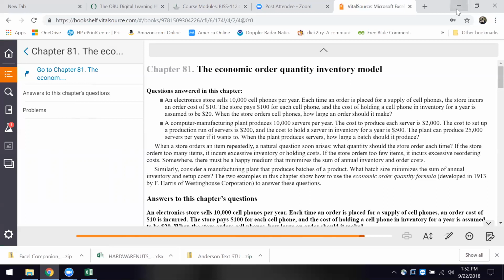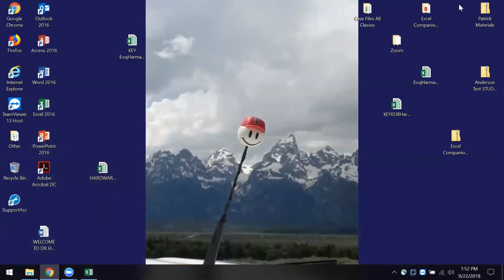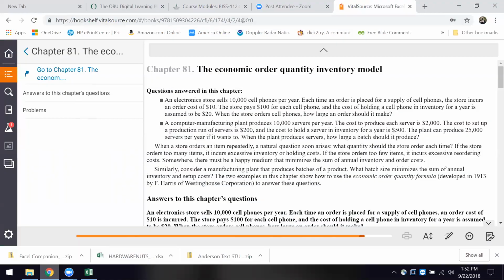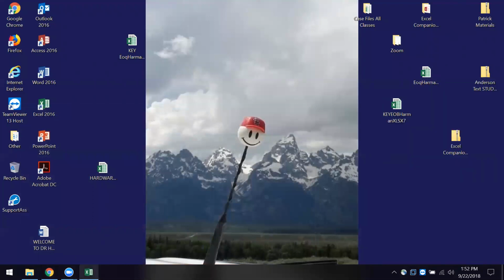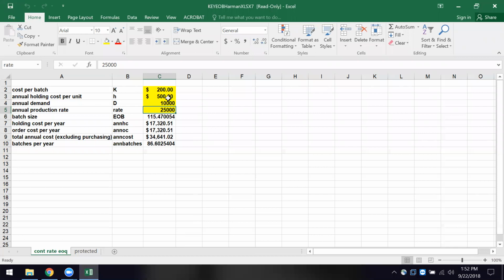Well, let's pop down here and let's find out, when they produce servers, how large a batch should they make? They don't want to make too little, and they don't want to make too much. So I'll pop us down here and we'll go back to the EOB. I think I got it open already, and let's look at it. Here's the cost per batch. Here's the annual holding cost per unit.